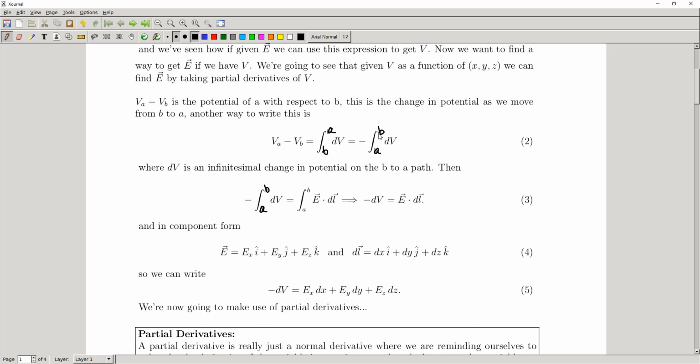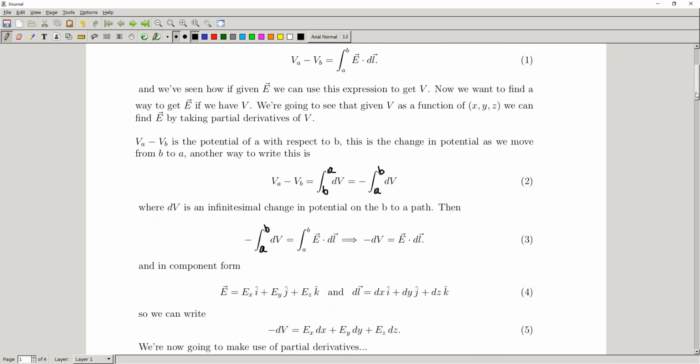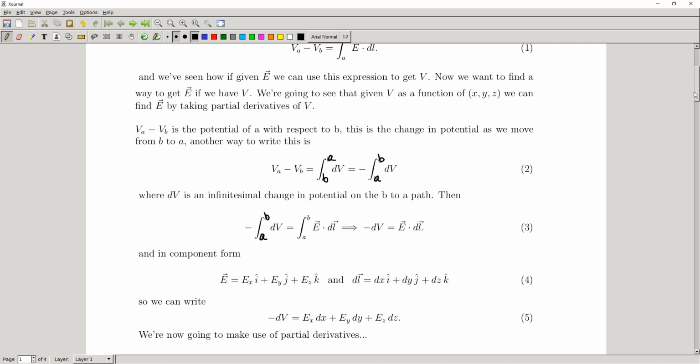Okay, so we can write this down as we normally do up here, right? Or we can write it down in this way as we have down here. So we can write it down as a difference. VA minus VB is equal to the integral from B to A of dV, where dV is an infinitesimal change in the potential on the path from B to A.